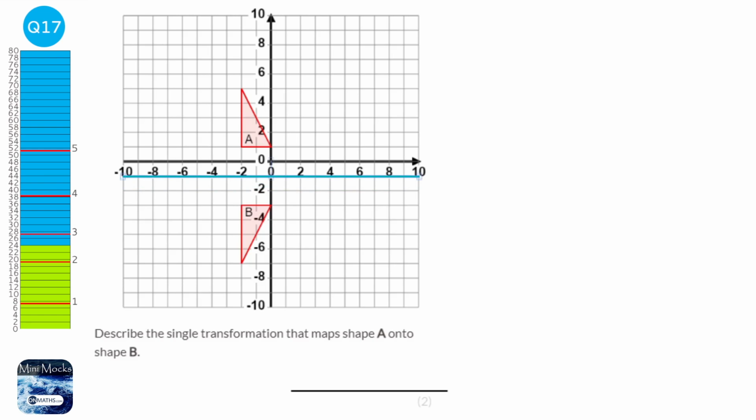So we need this to be the halfway between the two shapes, which is going to be here. And everywhere along that line, y is equal to -1. So we call it the y equals -1 line. So it's going to be a reflection across the line y equals -1.